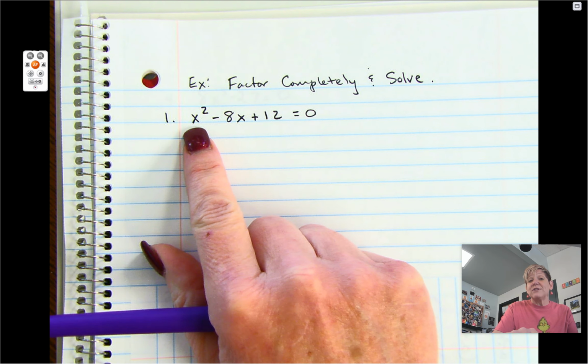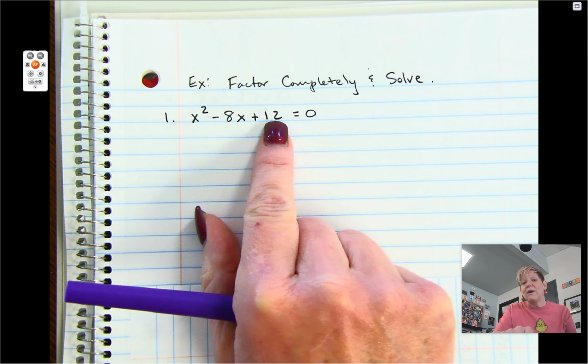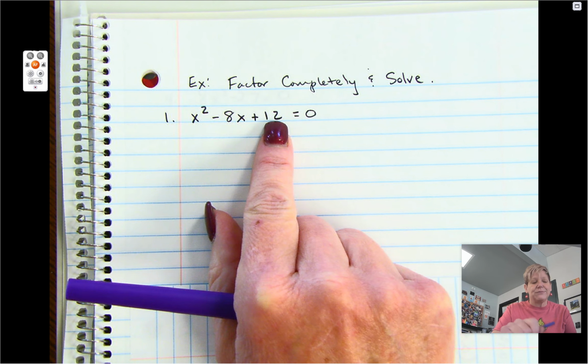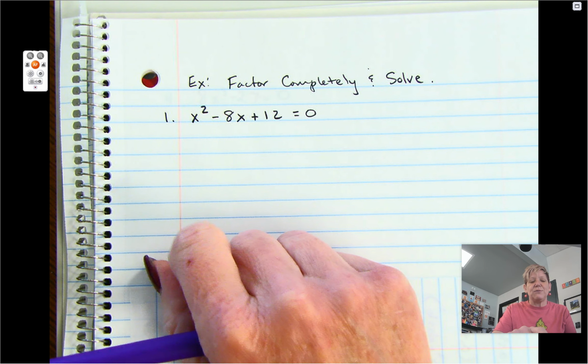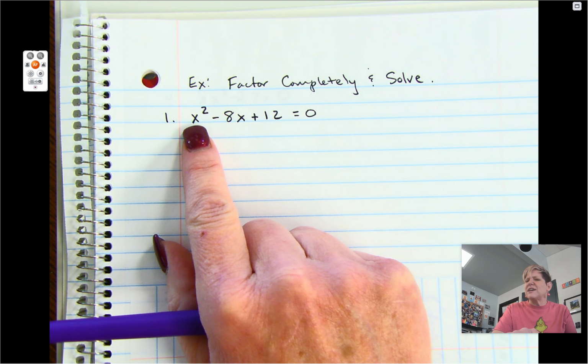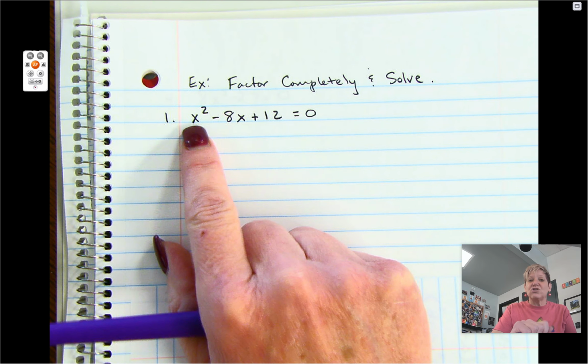Is x squared a perfect square? Yes. Is 12 a perfect square? No. So it can't be a perfect square trinomial. Cube, is x squared a perfect cube? No. So that brings us to star.